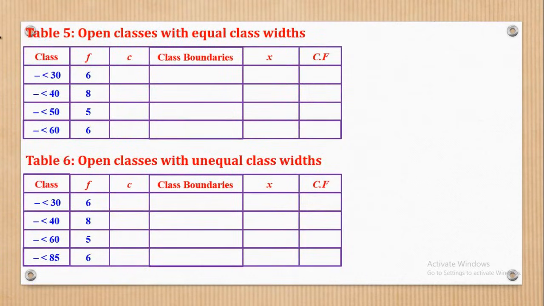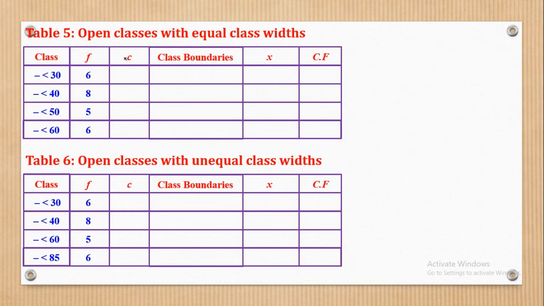Now the first 4 tables were closed classes. They had both lower class limit and upper class limit. Now what we are going to look at are what we call open classes. It either has only lower class limits or it only has upper class limits. Now table 5 only has upper class limits, and also table 6 only has upper class limits. So how do we deal with such?